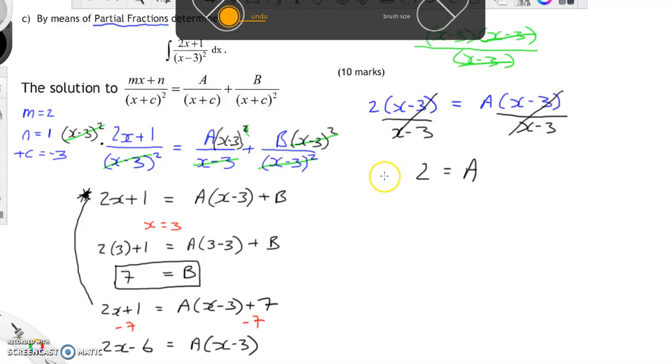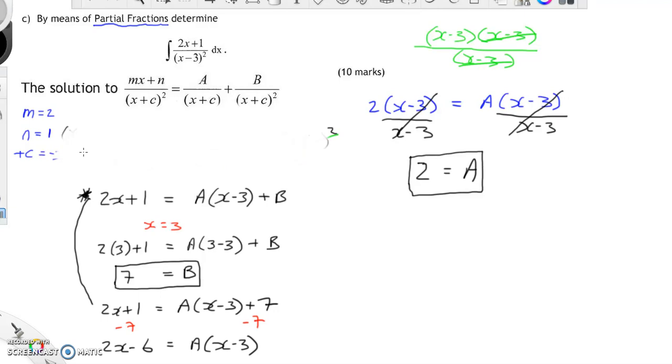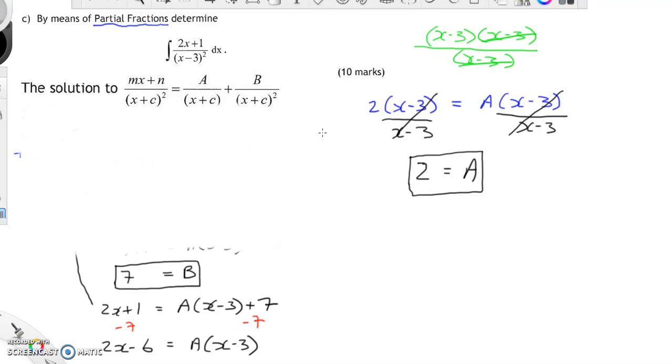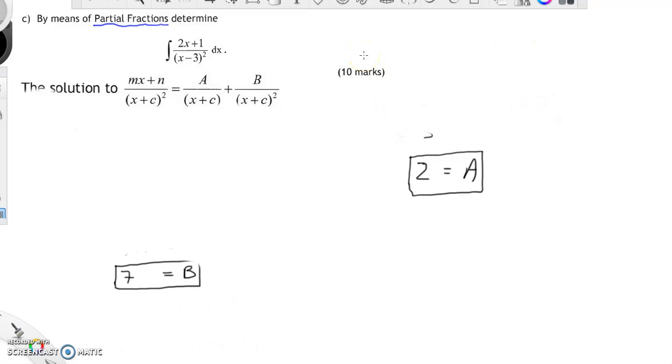I'll just scrap that 2 there, right? Tidy it up. 2 equals a. So now we have a equals 2, and b equals 7. So I'm just going to make some space here now. Alright. What about this stuff? Now, what are we going to do? Right, back to the pen.